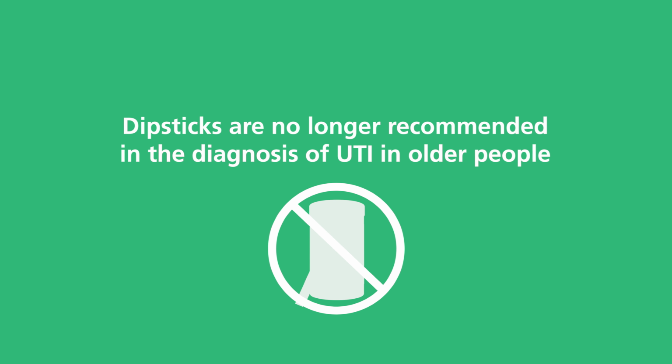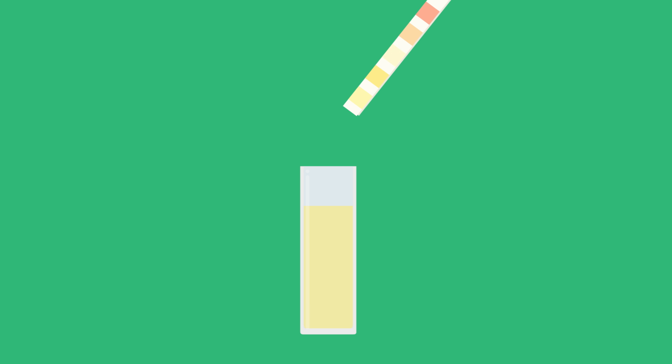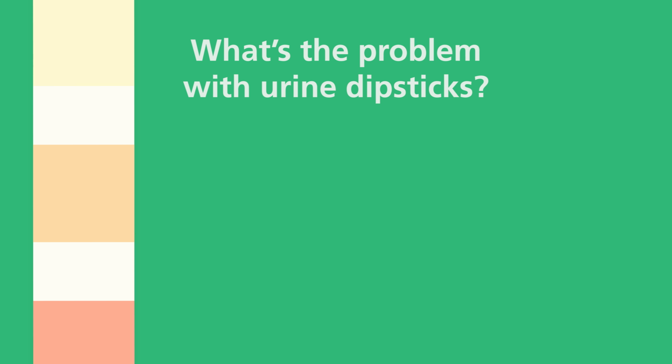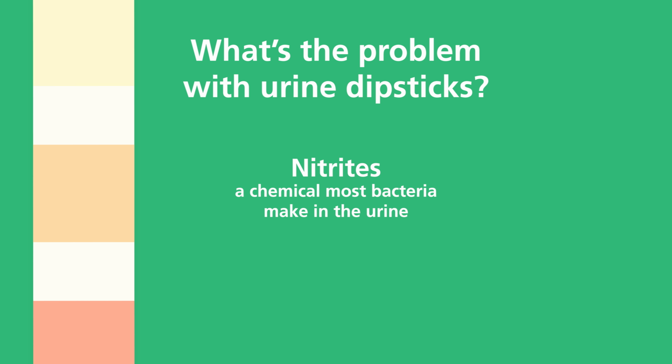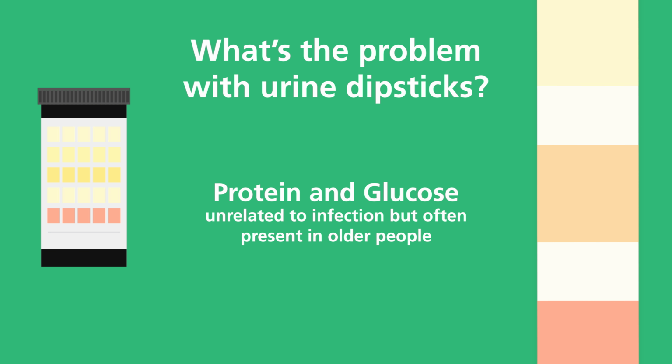Urine dipsticks are no longer recommended in the diagnosis of suspected UTI in older people. Why is this? Dipsticks cannot tell the difference between bacteria that are causing an acute infection and those that are living in the urine harmlessly. When any bacteria are present in the urine, the dipstick will usually be positive for nitrites, a chemical most bacteria make in the urine, and leukocyte esterase, which shows the presence of white blood cells. There may also be other markers, such as protein and glucose, which are unrelated to infection, but often present in older people for other reasons.